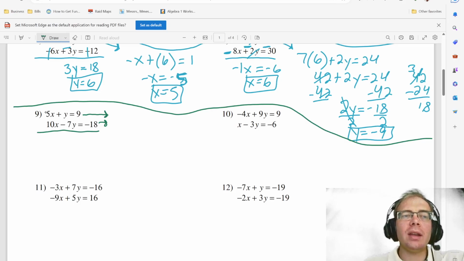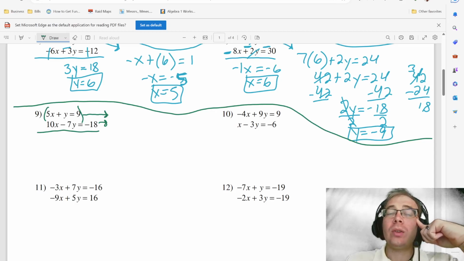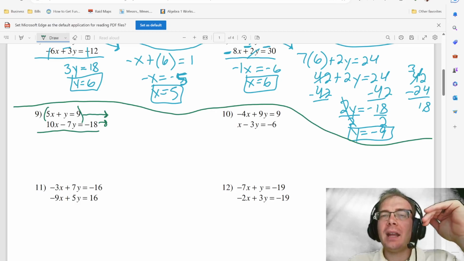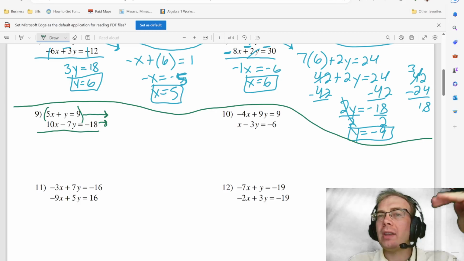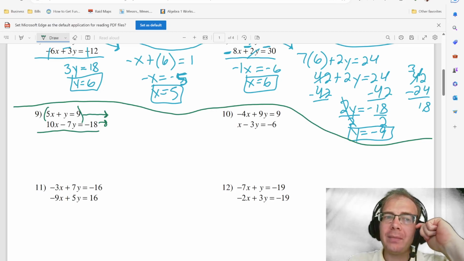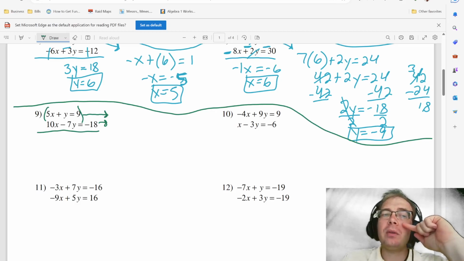Okay, what I'm going to do here is I could multiply the first equation by 7, and that would make the y's cancel. If I multiply the first equation by 7, I'd have 35x. So the x's still don't cancel. But then I multiply the y by 7. Now I've got positive 7y. And then the y's would cancel. 7y minus 7y. That would cancel. So I could do that. I could multiply the first equation by 7, and that would work.